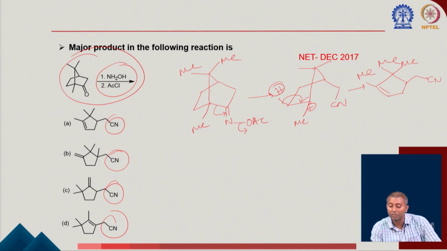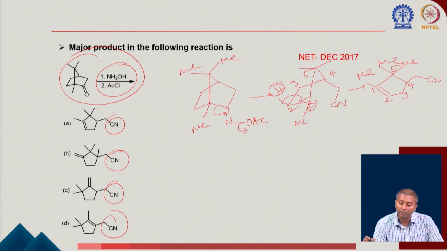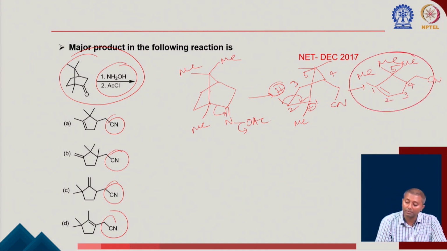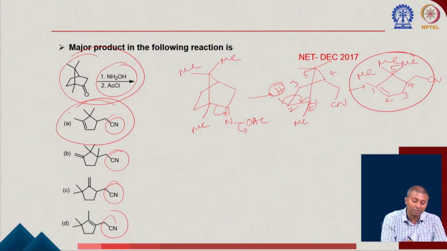Okay. So if you try to give them a numbering here, if you have this methyl as 1, 2, 3 and then 4 and 5. So this is the 5 and then this is the 4, 3, 2 and 1. So this will be your correct structure. So here the option A will be the correct structure, not the option B or the option C.